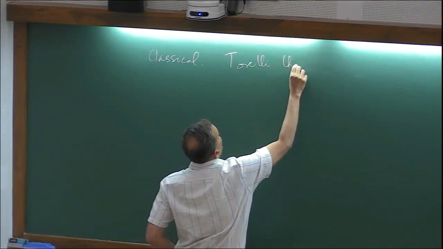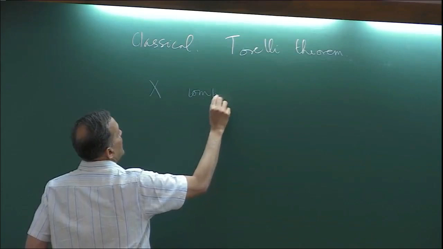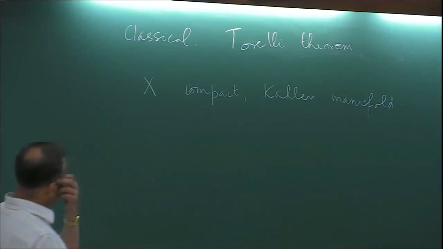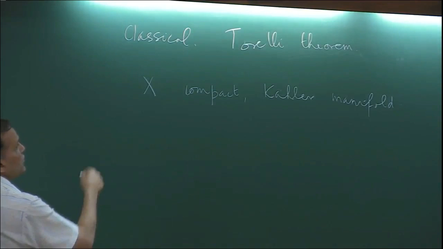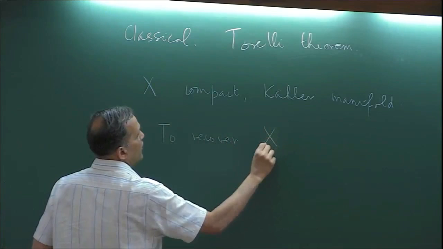So the point is, given X, say a smooth projective variety or a compact Kähler manifold, the cohomology has some structure. The question is, to what extent does the cohomology let you recover X from the various structures on it? That is the Torelli question.